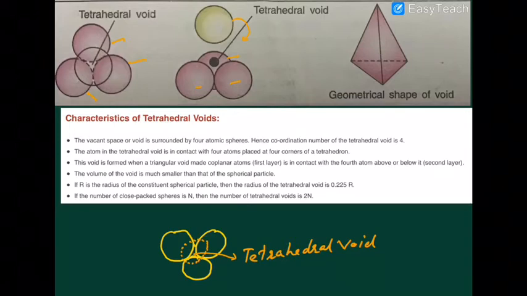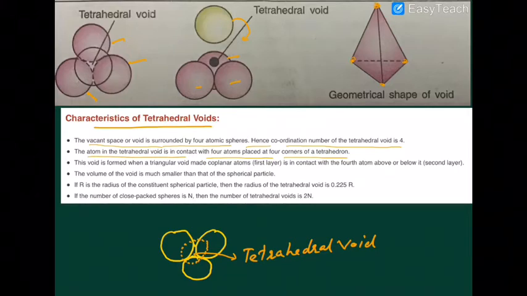Now what are the characteristics of that tetrahedral void? The characteristic of the tetrahedral void is that the vacant space, or the void, is surrounded by four atomic spheres, hence the coordination number is 4. The atom in the tetrahedral void is in contact with four atoms placed at the four corners of the tetrahedron. Look at that: first atom, second atom, third atom and fourth atom. So these are four atoms you can see, and they are forming a tetrahedron.